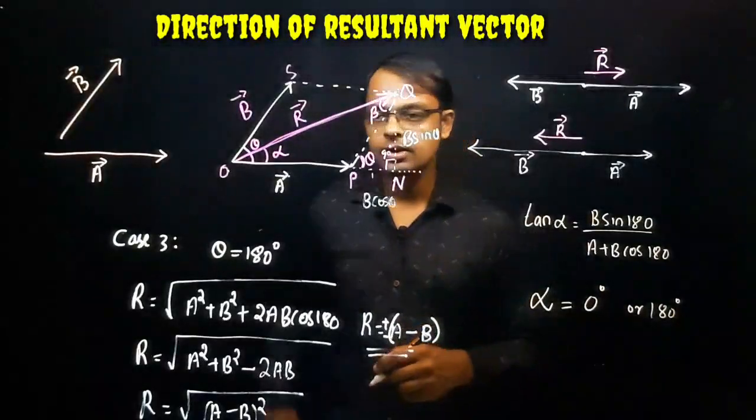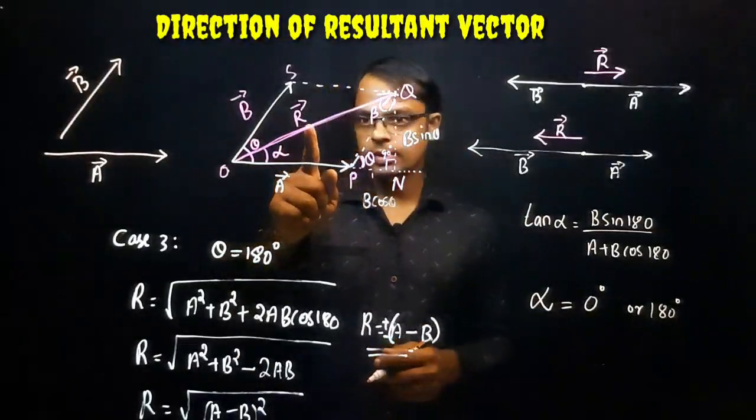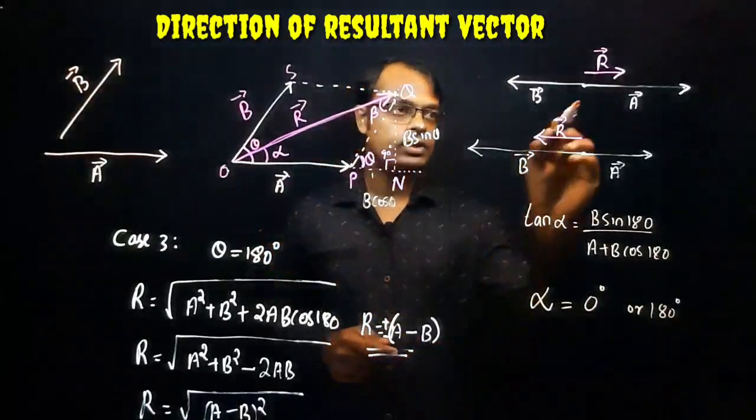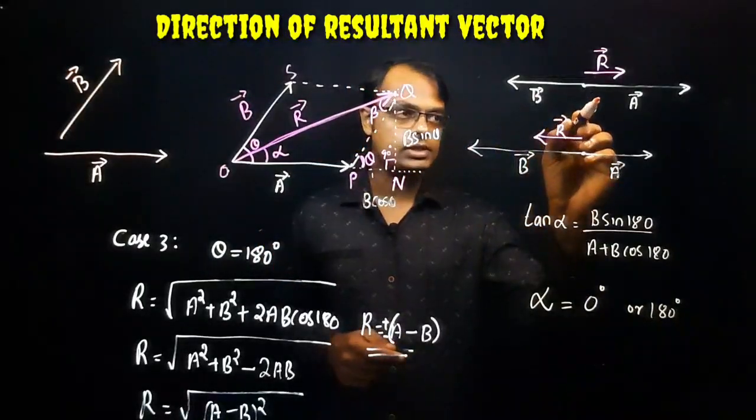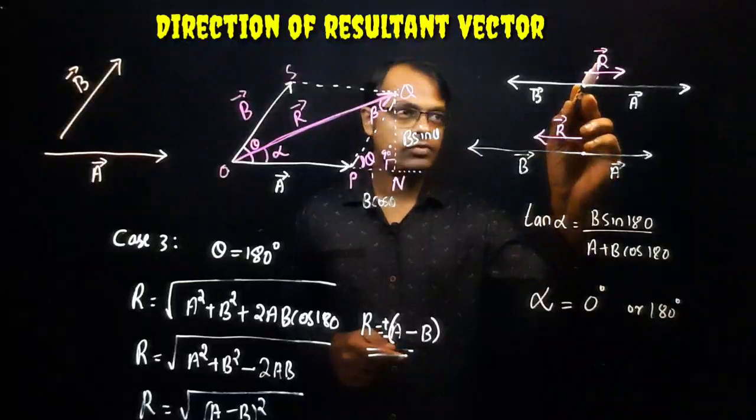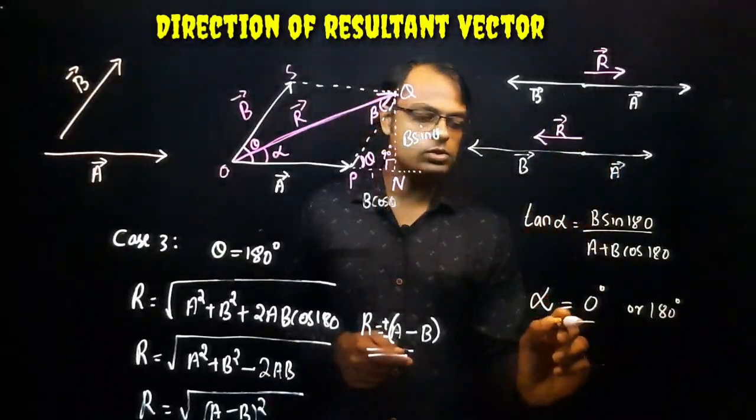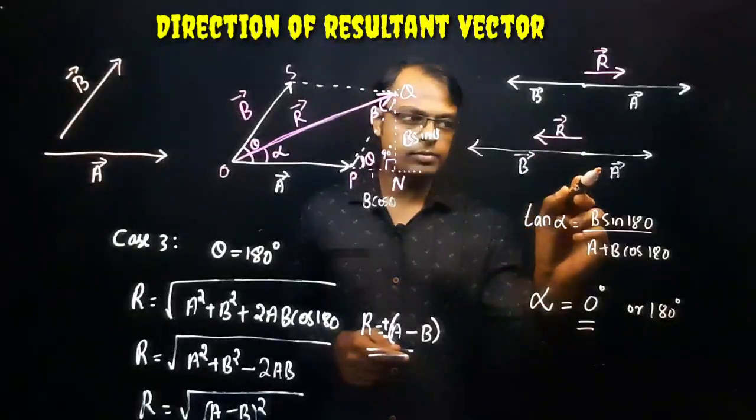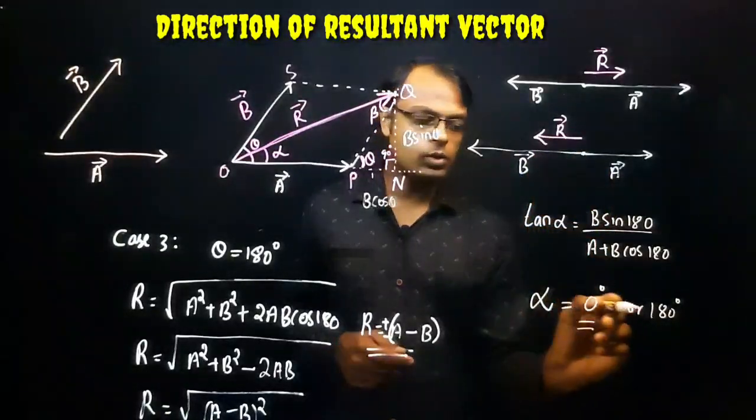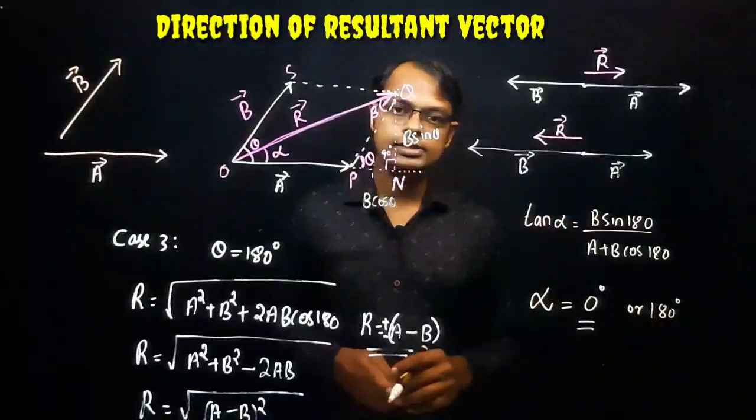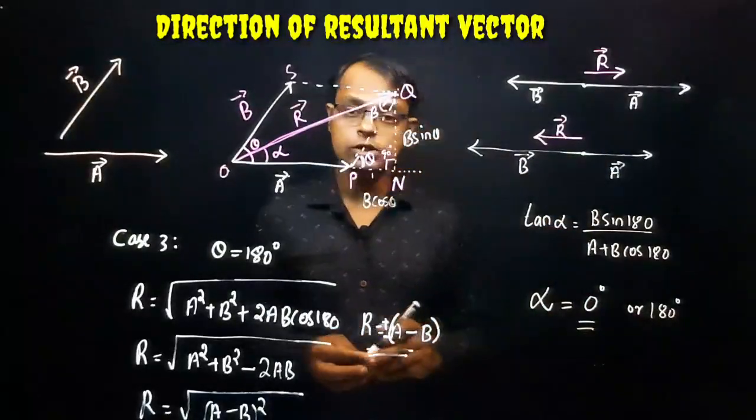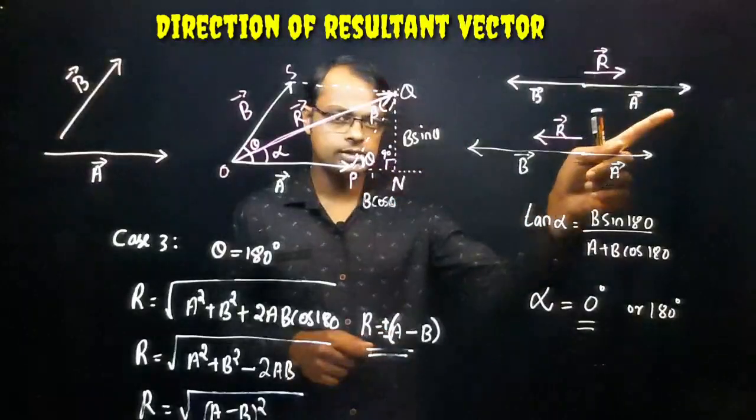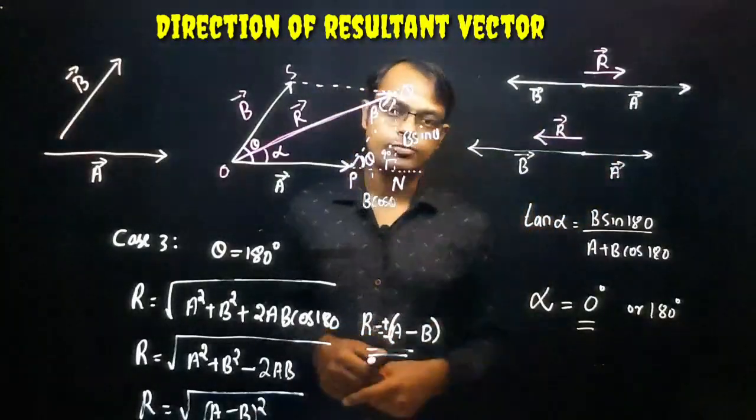What is alpha here? Alpha is the angle the resultant vector makes with the A vector, right? In the first case, what is the direction of the resultant vector and A vector? That is equal to 0. But in the second case, what is the direction of the resultant vector with the A vector? That is equal to 180 degree. So these are the cases when theta is equal to 180 degree. Two cases: the resultant vector either acts on the right side or it may act on the left side.